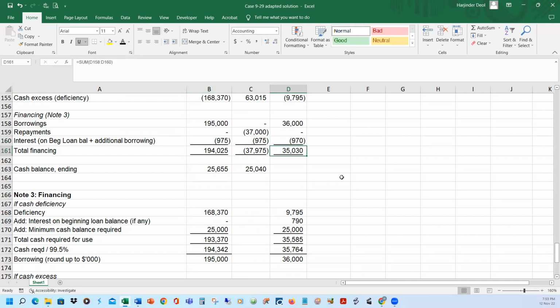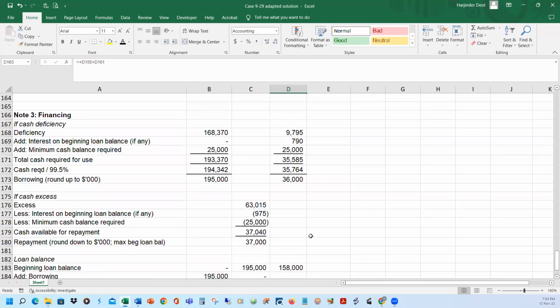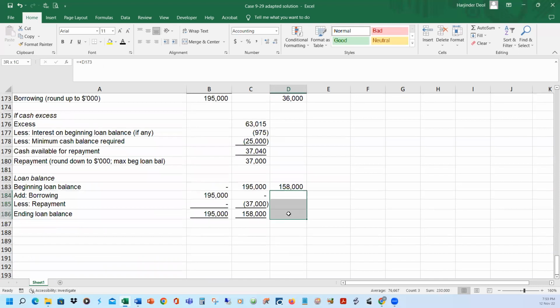Net financing is $35,030. The cash balance at the end is the cash deficiency, which is a negative amount, and the financing, which is positive because of borrowing. We would be left with $25,235 on hand. Our loan balance will grow to $194,000.